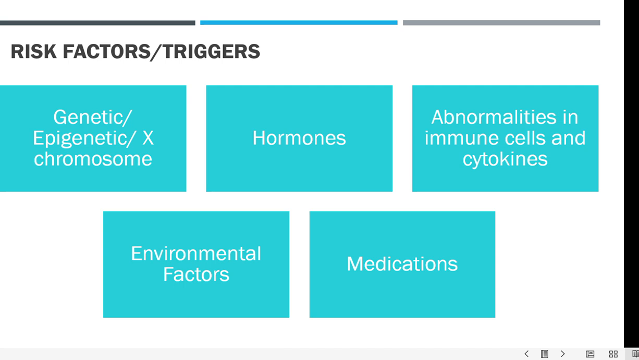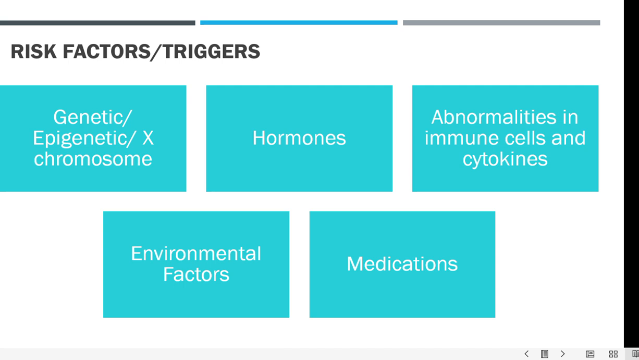Then thinking about some of our epigenetic components. So epigenetics is how the genes are expressed without affecting our underlying DNA composition. So this would be DNA methylation, modifications of our histones, or our microRNA. And then thinking about our X chromosome, there is rare X chromosome abnormalities, such as the TLR7 overexpression that may be linked to SLE.